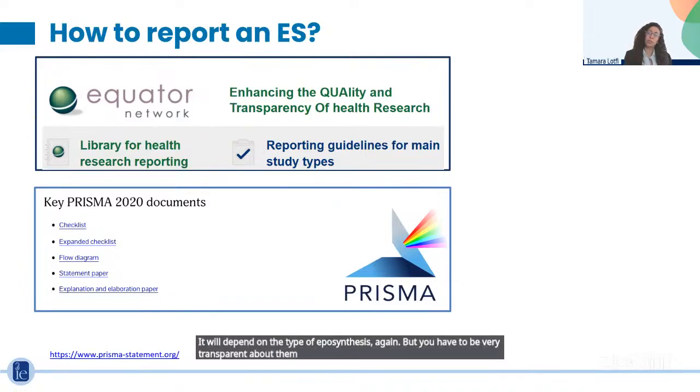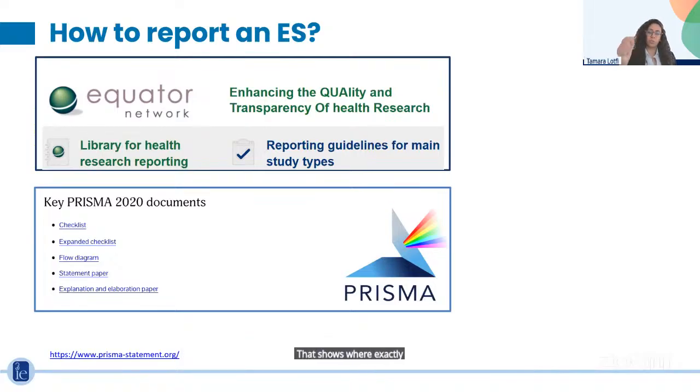And most of the journals by now require you to provide a checklist that shows where exactly you've reported the specific items that are required.